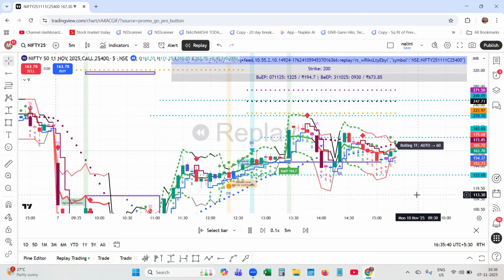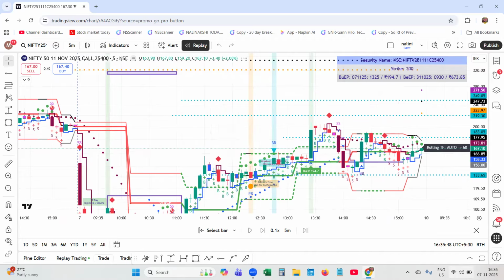This call option is now trading around 163.7 and probably this may be the end of the journey. So it closed around 167. And if you see, the balance line has increased, it decreased and it has increased, and closed near the balance line.